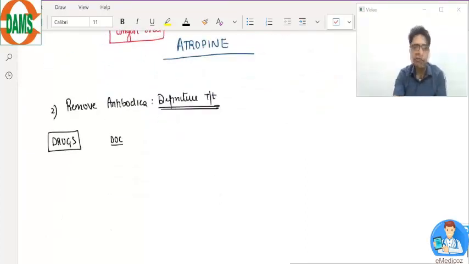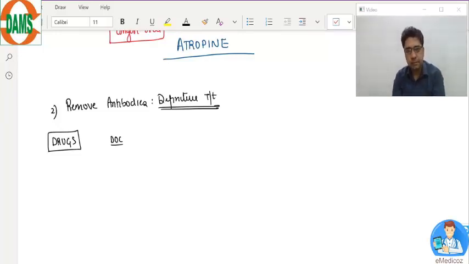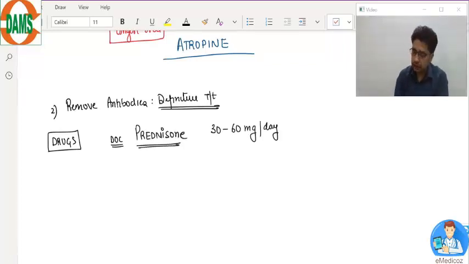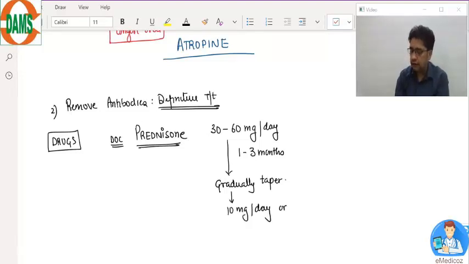Now prednisone is a corticosteroid. The dose you have to remember of prednisone is 30 to 60 milligram per day. We start prednisone in a dose of 30 to 60 milligram per day, and after 1 to 3 months, we gradually taper. We taper to 10 milligram per day or alternate day.